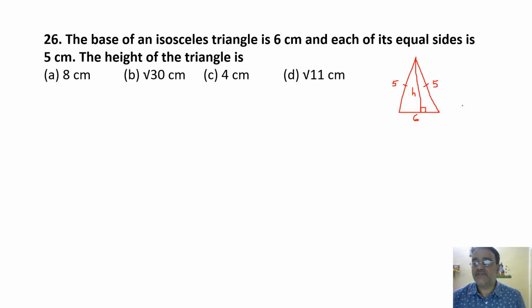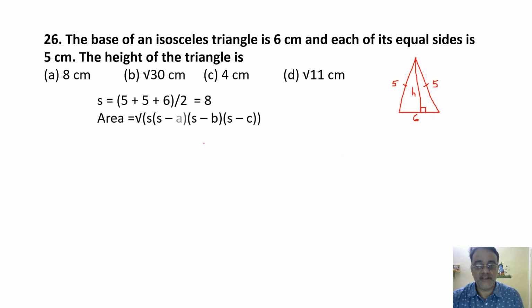So s is equal to 16 by 2, that is 8. And the area of the triangle we have to find, so we have to use Heron's formula, that is root over s into s minus a into s minus b into s minus c. ये पूरा full root है. Okay, bracket लगा हुआ है.